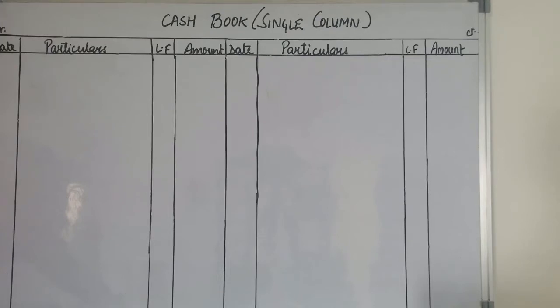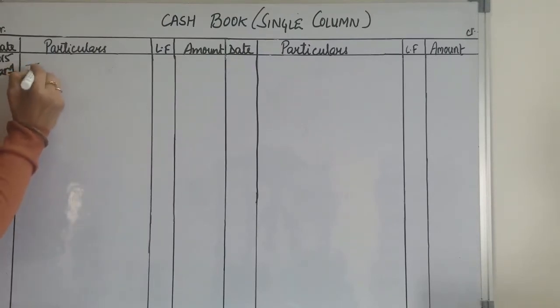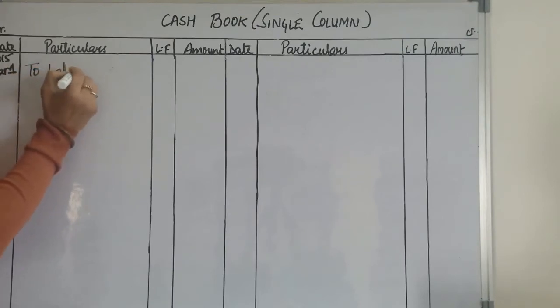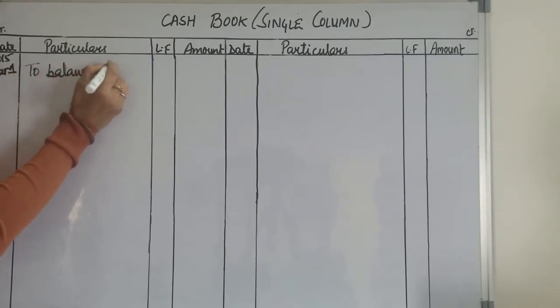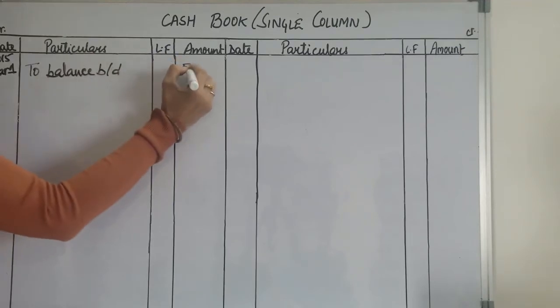So the first transaction is on March 1st, 2015. Balance of cash in hand is rupees 50,000. So the date will be written here in the date column like 2015 March 1st. Now we are provided with the opening balance of cash in the question. And as I said earlier, if the opening balance of cash is given in the question, it will be recorded on the debit side. Like "To balance b/d" with rupees 50,000.